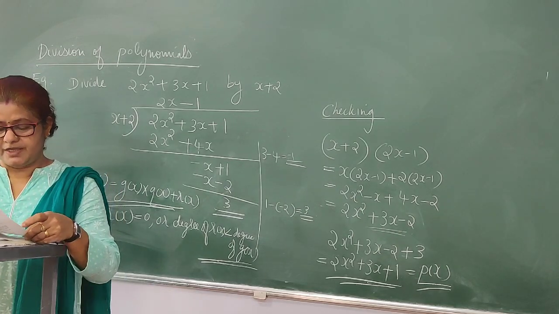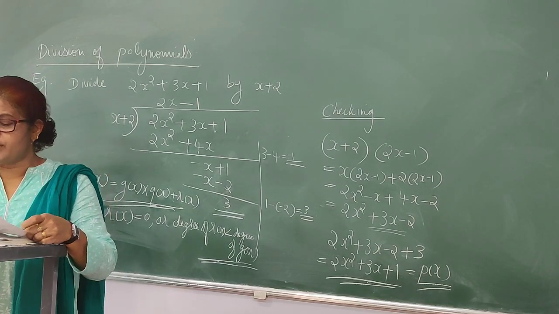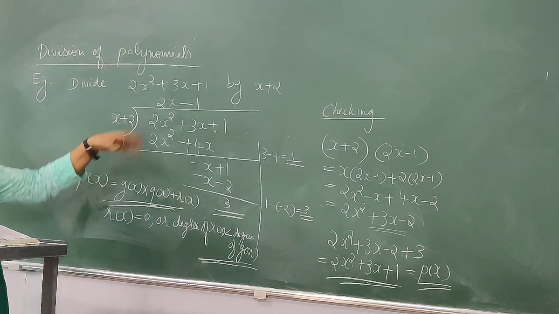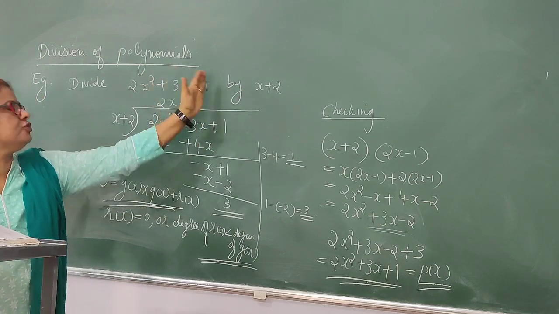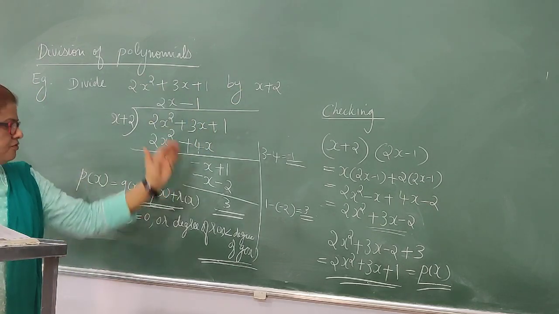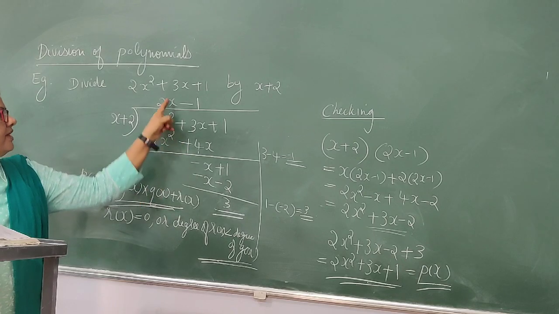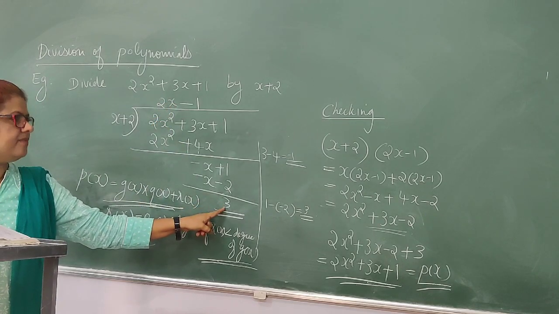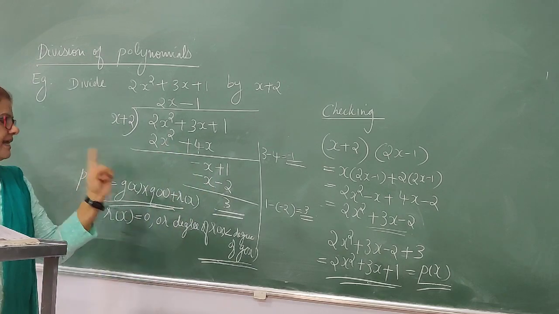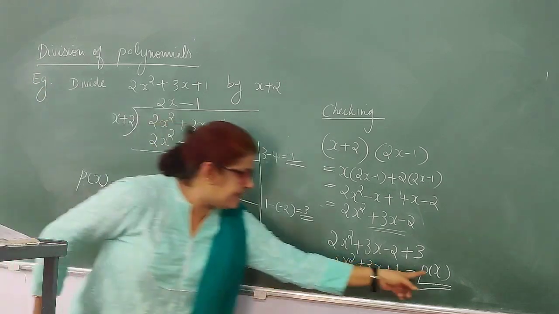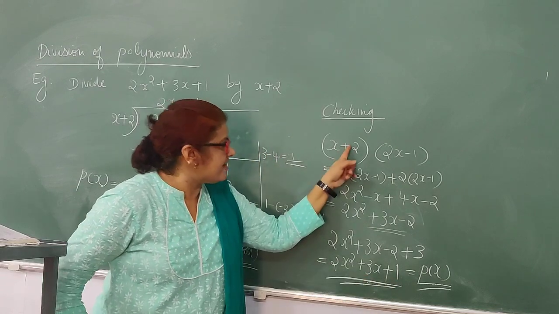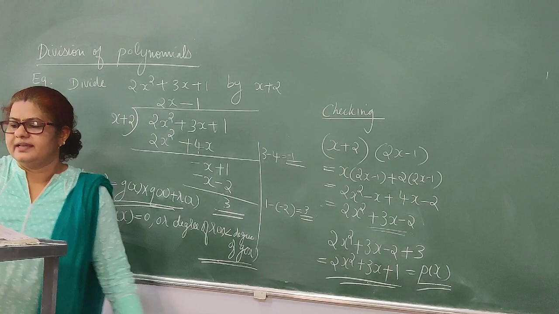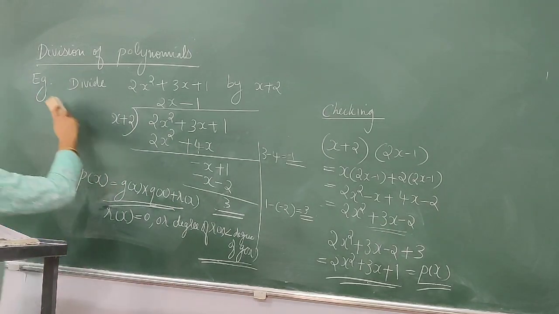Okay, and we'll do one more division. I think this is clear. This is a question just to divide two polynomials, and we use the long division method. And here we got the quotient as 2x minus 1 and the remainder as 3. Then we have verified the result: dividend is equal to divisor into quotient plus remainder. Okay. And we'll do one more.